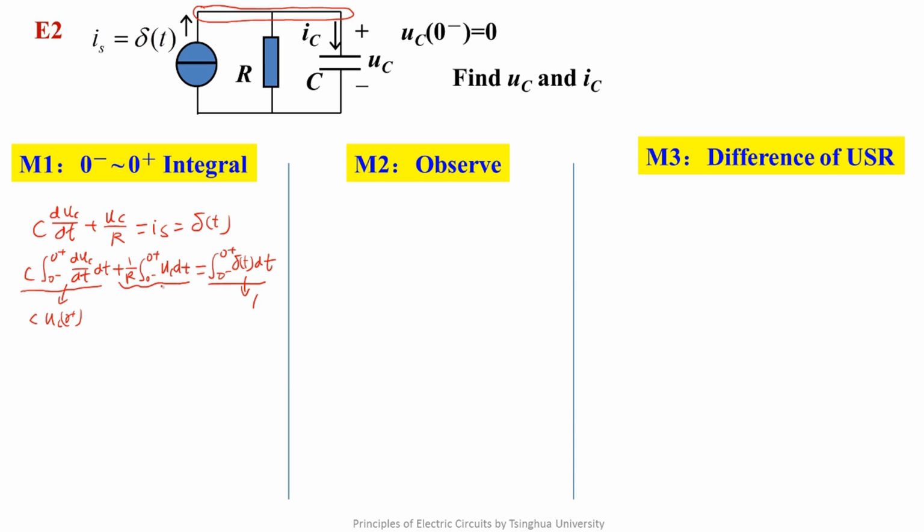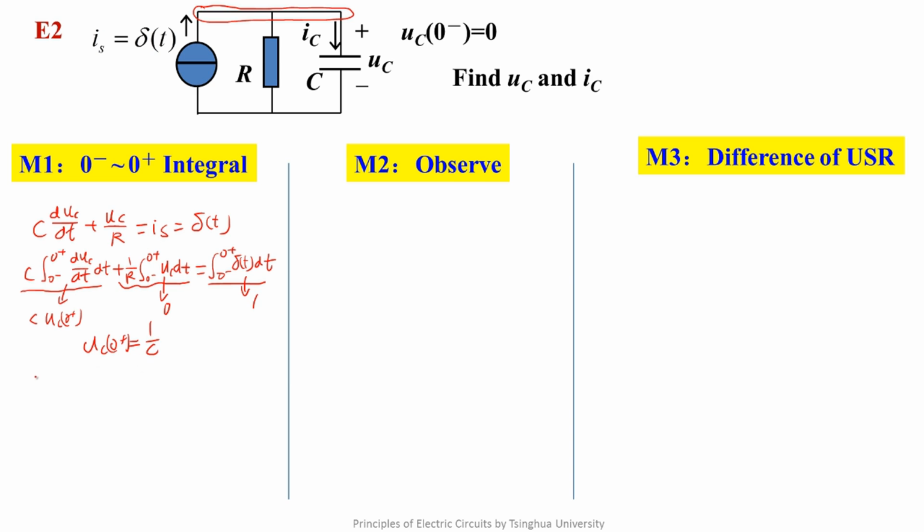As exercise 1 shows, the fastest change we can accept is the instantaneous jump of the capacitor's voltage as a consequence of moving the unit charge caused by delta t. Similarly, the inductor's current may also have an instantaneous jump. In other words, in real circuits, UC may have an instantaneous jump or IL may have an instantaneous jump, but they cannot be infinite values. It means this may be an instantaneous jump from 0 minus to 0 plus, but the integral must be 0. So we get that UC 0 plus equals 1 over C.